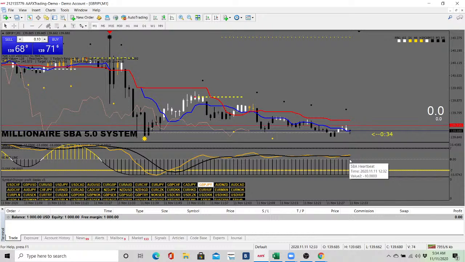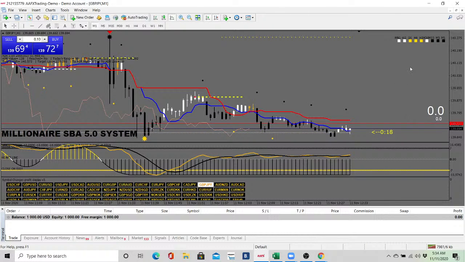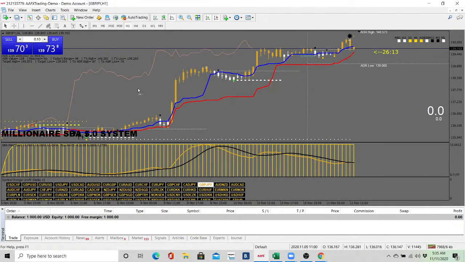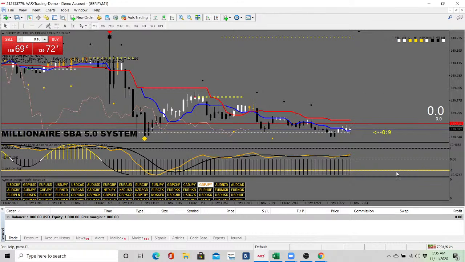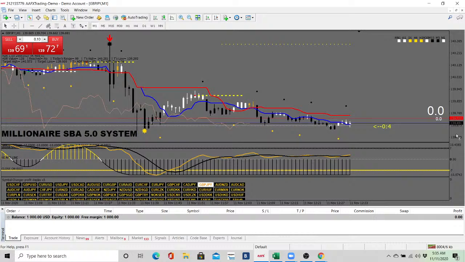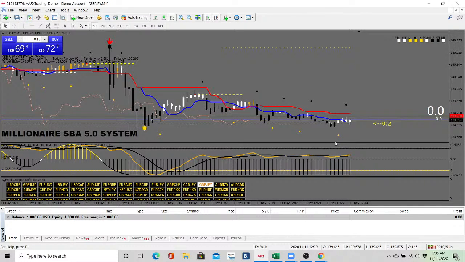I also like to look at candle formations, because if I were to get into this market right now, I would pretty much be focusing on scalping. So there we have it. I haven't taken any trades, but that is okay.